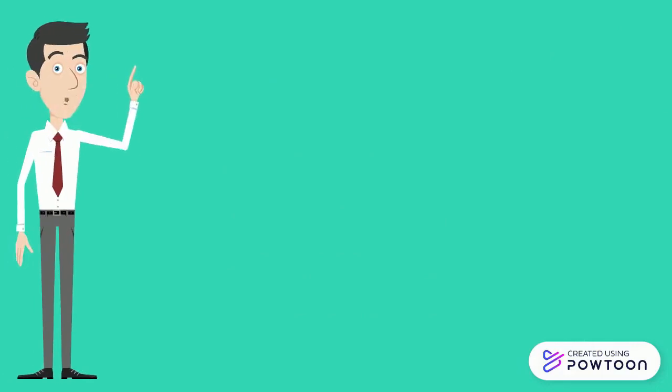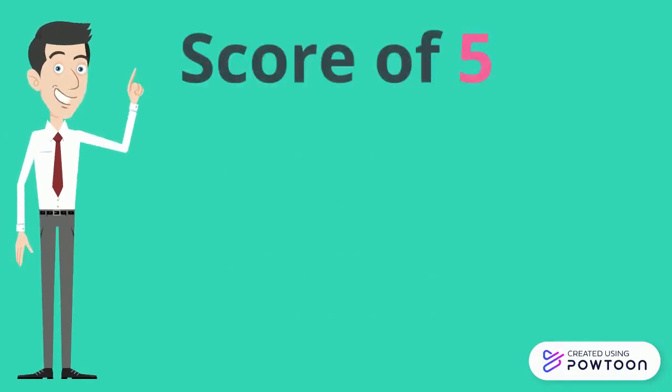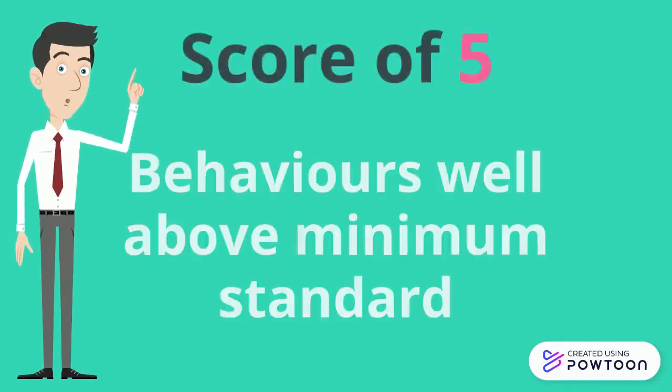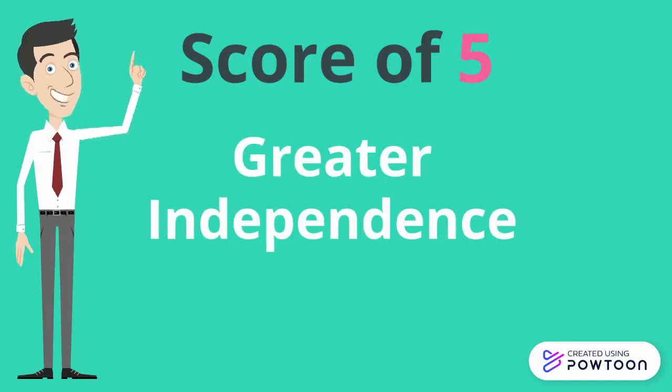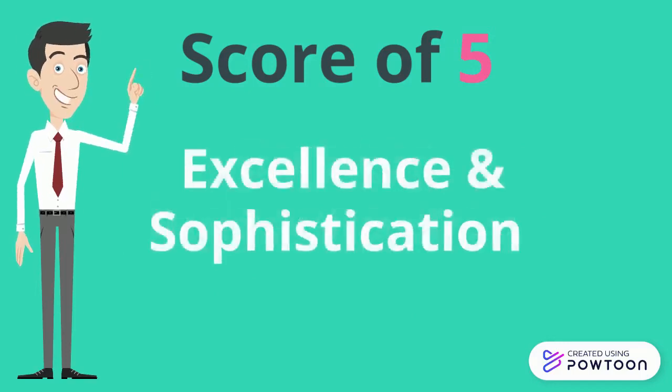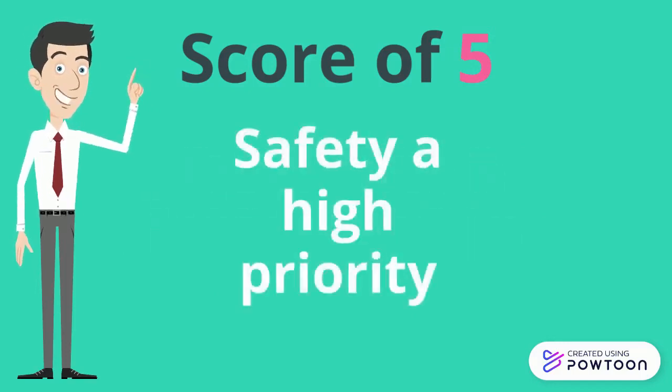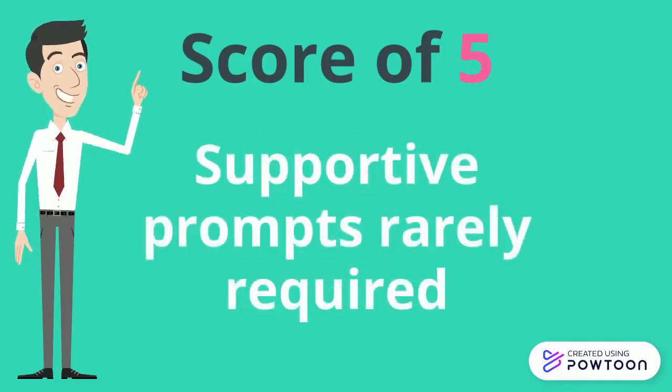To score a 5 in the ANSAT, you would have to demonstrate most behaviours for the item well above minimum passing standard. You would have to demonstrate greater independence, with a level of excellence and sophistication in practice, with safety a high priority. Supportive cues would be rarely required.